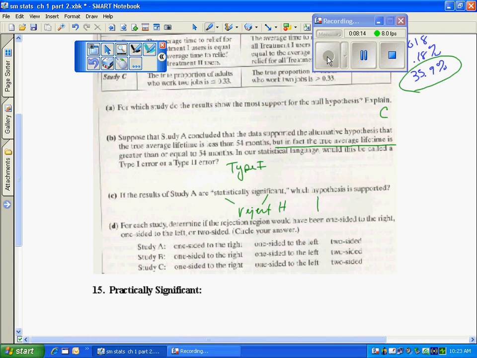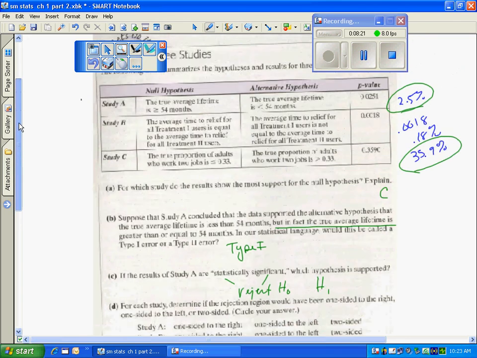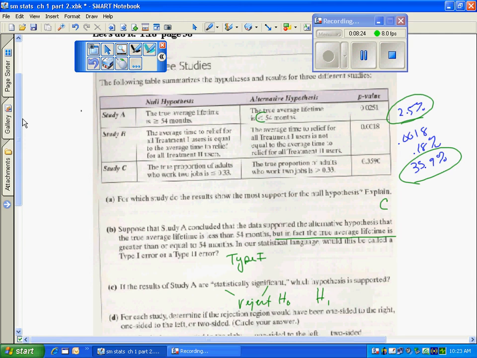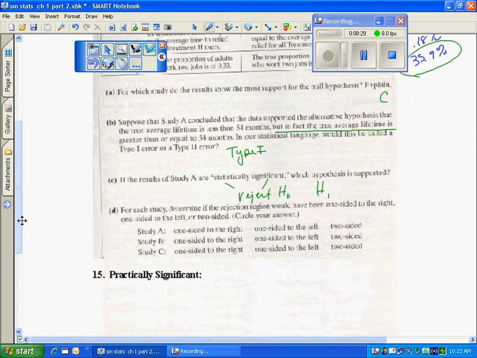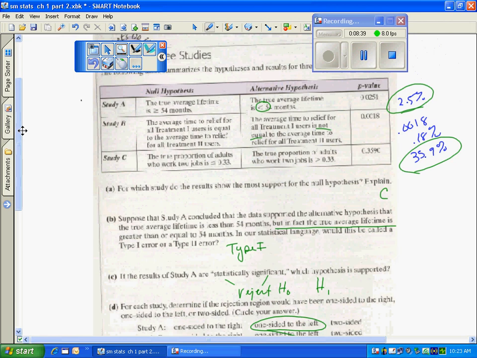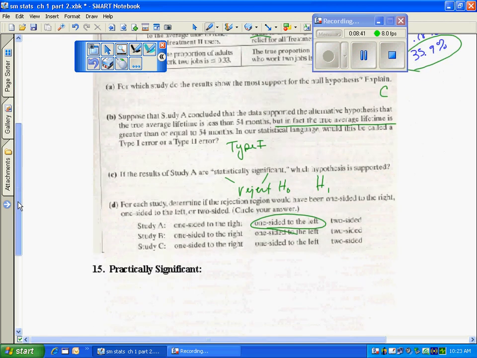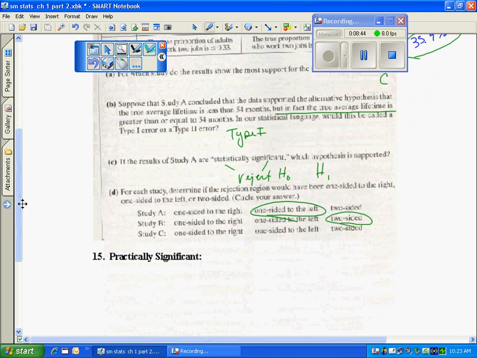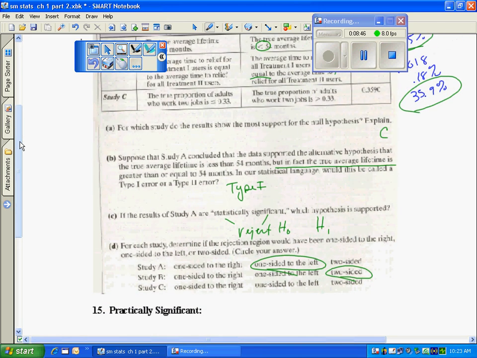And lastly, looking at the directions of the test. The direction of the test comes from the alternative. This says less than, which is to my left. Study B says that is not equal to, so I'm not sure if it's greater than or less than, so it must be two-sided. And last, if they are looking for greater than, that is on my right, and it's only one side.